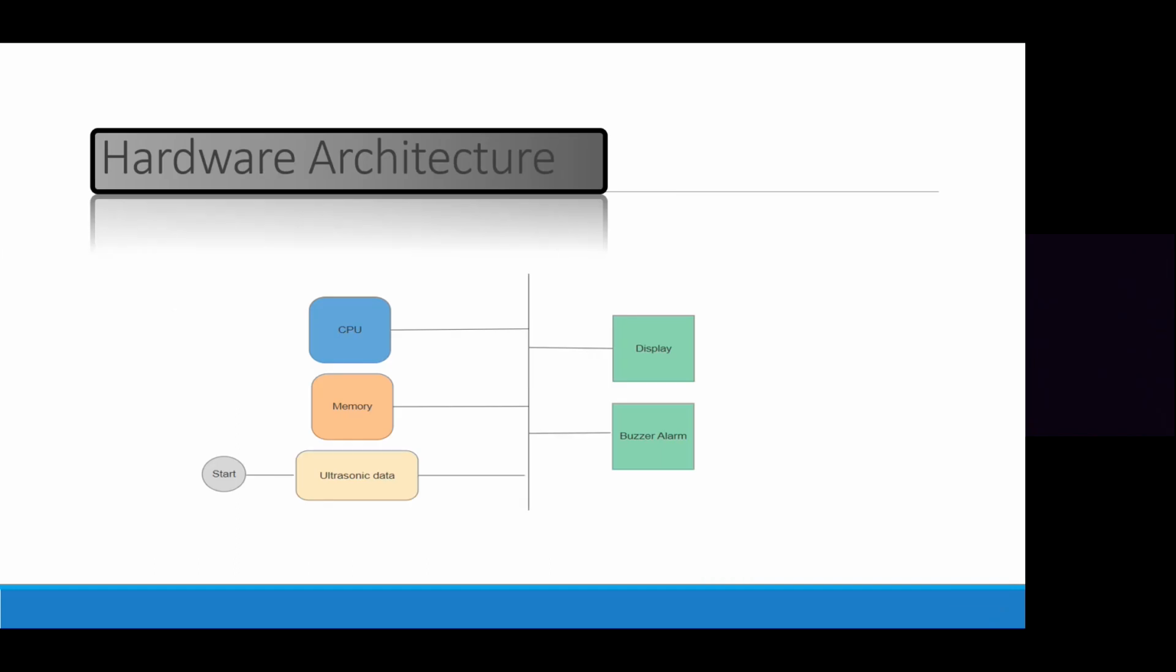This diagram shows how the embedded system works from a hardware point of view. We have the CPU and memory, and both are inside the microcontroller, and they are connected to a shared bus. As we click to start the system, the data comes from the ultrasonic and goes to the shared bus till reaching the output devices, which are the display and the buzzer alarm.